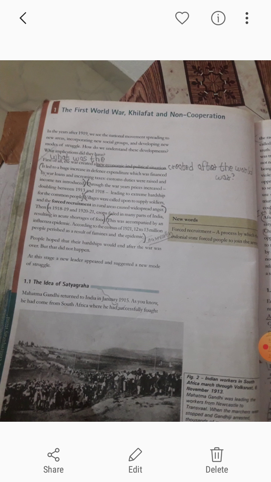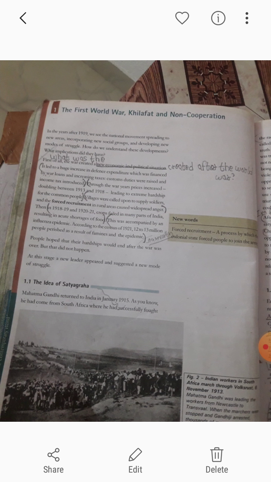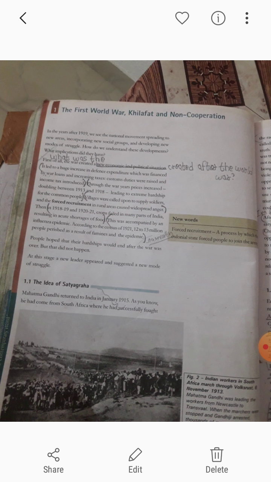Clear? Next one is the First World War, Khilafat as well as Non-Cooperation. Now in the years after 1919, what we saw was the national movement spreading to new areas, incorporating new social groups, and developing new modes of struggle. Okay, how can we understand these developments? What were the main implications they had?